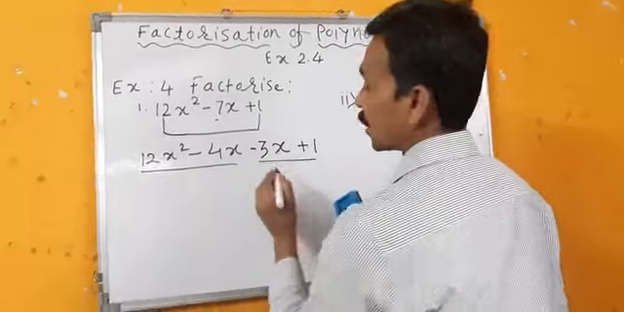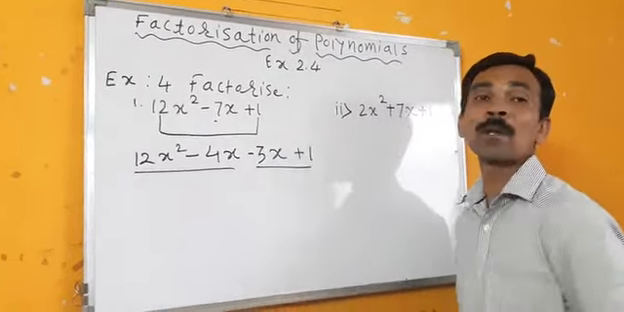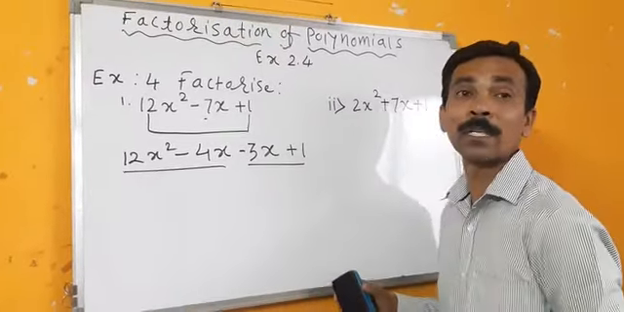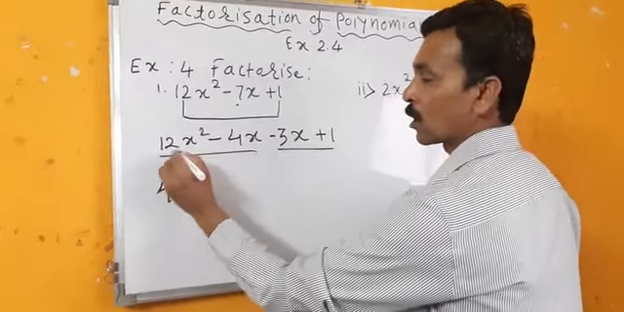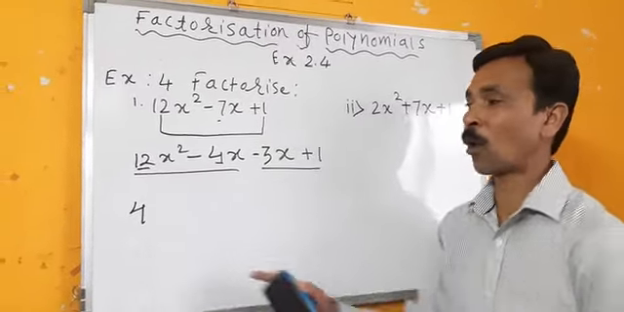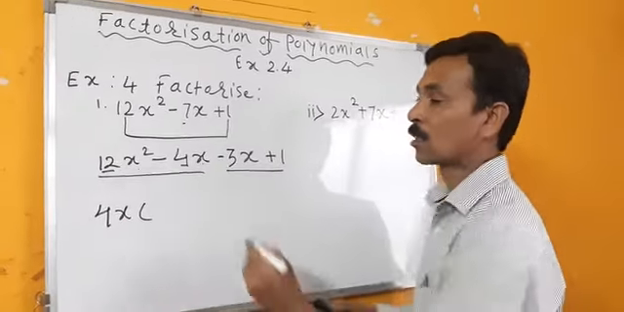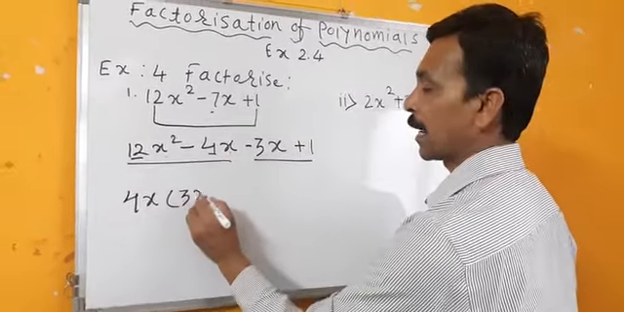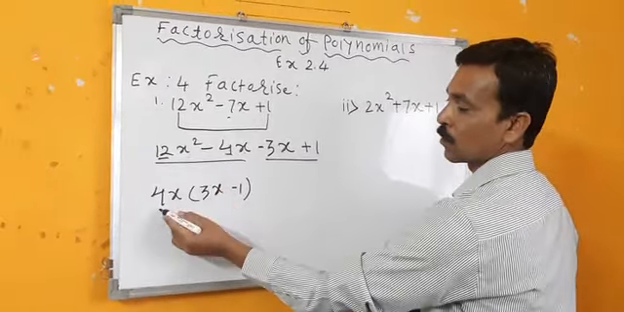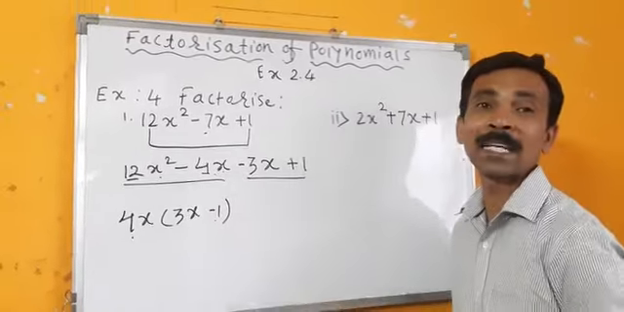Pair it. After taking pairs, take common from both the pairs. In 12x square minus 4x, what is common? 4, because from 12 and 4, 12 is in the table of 4, so 4 is common. And from x square and x, what is common? X. So what comes in the bracket? 3x minus 1. See here, 4x into 3x is 12x square, 4x into minus 1 is minus 4x.